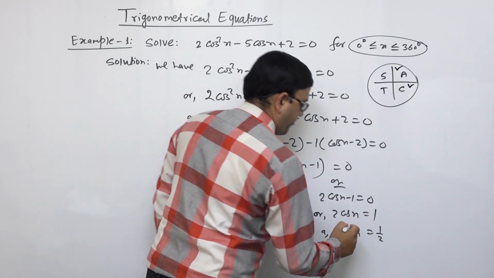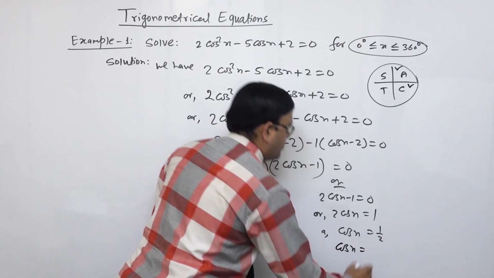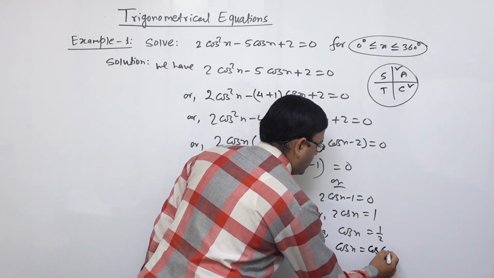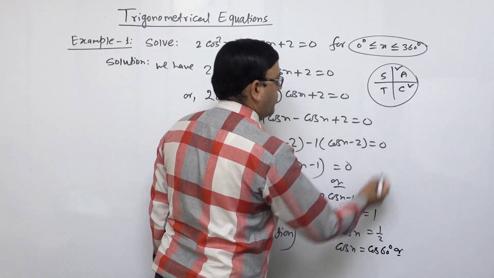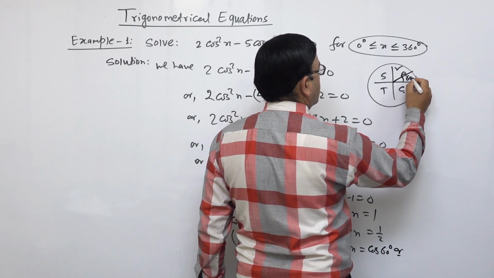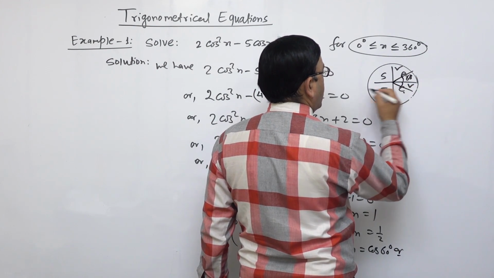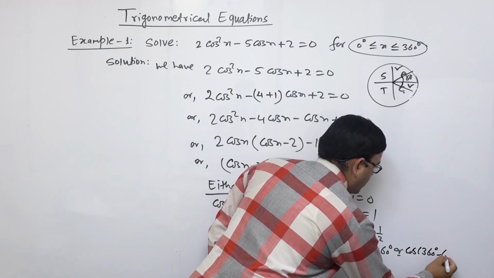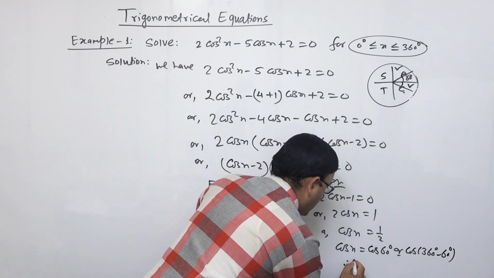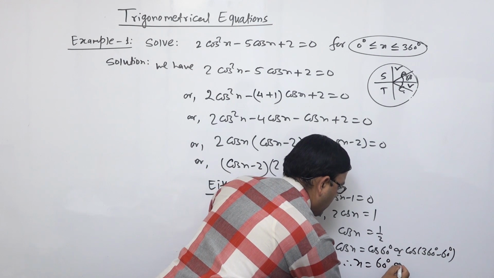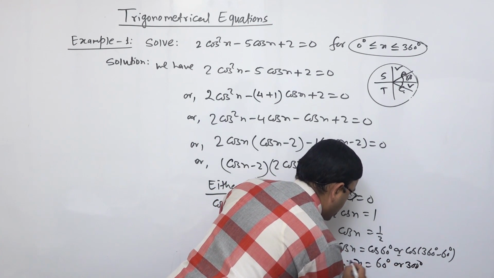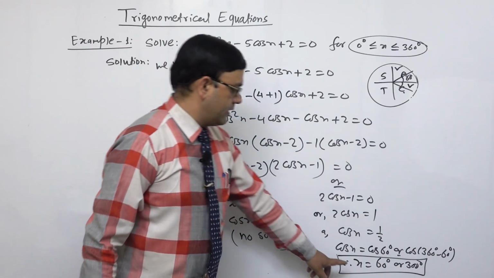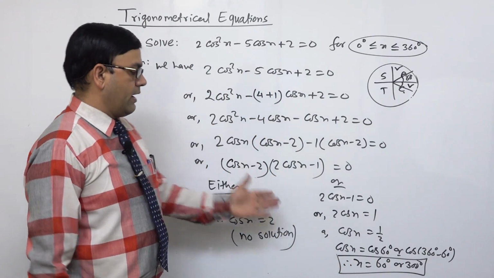So here for the first quadrant we can write cos x is equal to cos 60 degree, or for the fourth quadrant, that's positive, and here it is 360 degree minus 60 degree. So we can write cos of 360 degree minus 60 degree. So therefore x is equal to 60 degree, or we can write 300 degree is the required answer of this question. In this way we solved this question and we found the value of x.